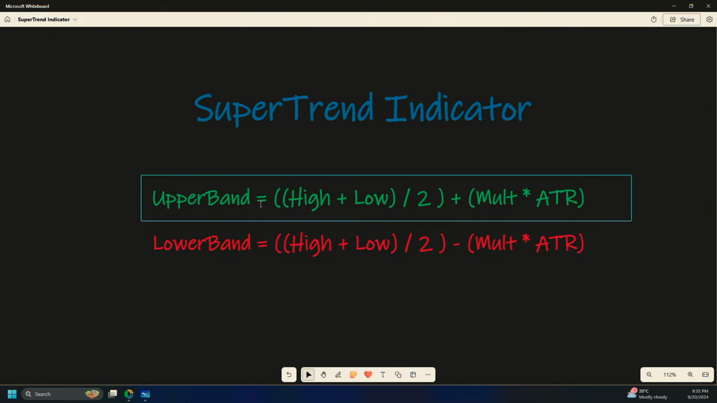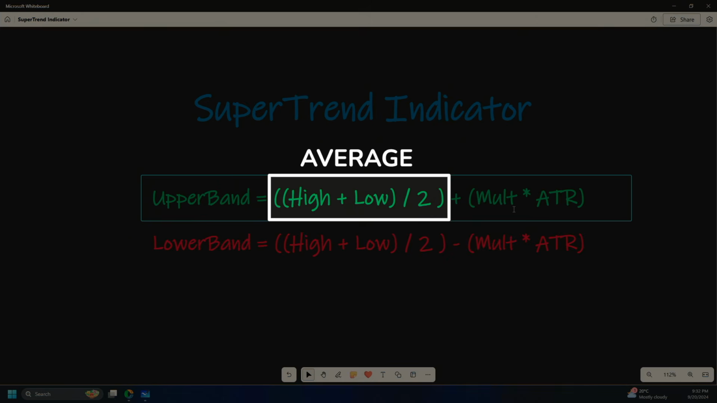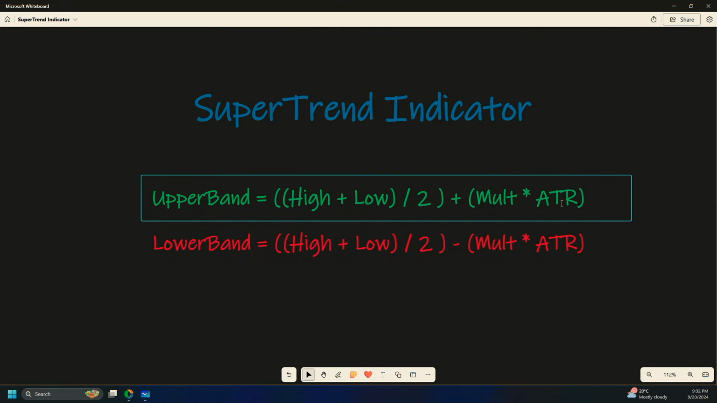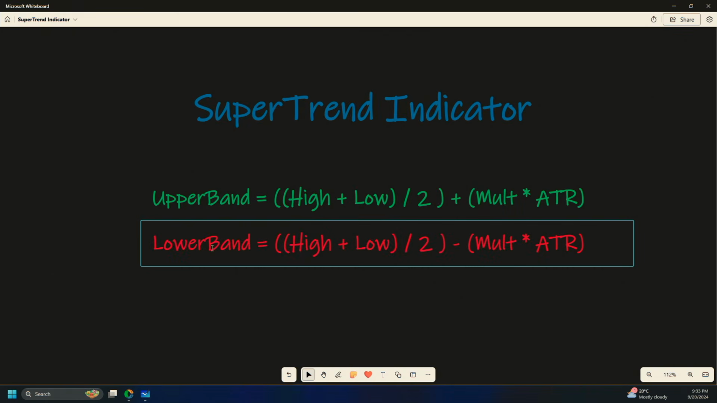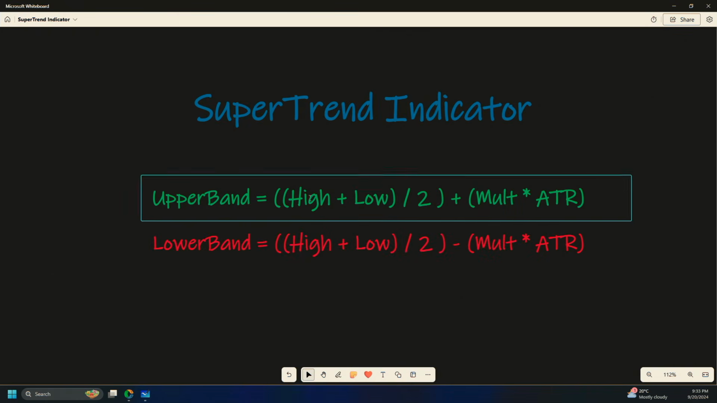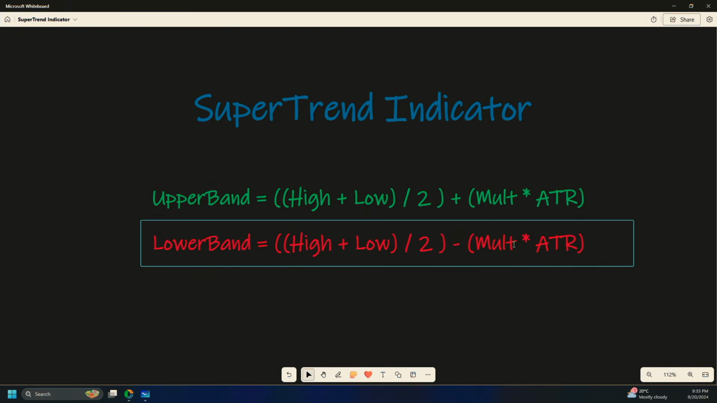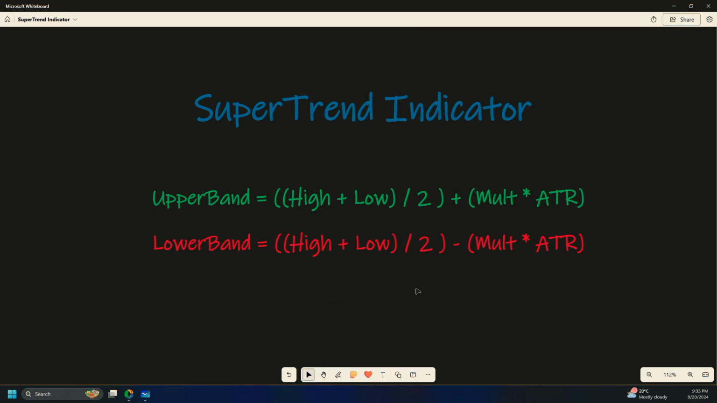The indicator equation is very simple, and it's very close to Keltner Channel. So for the upper band, we use this average and add a multiplier of an ATR. So in this case, we have two variables. It is the ATR lookback and the multiplier. And then same thing for the lower band. So it's the same average, but this time we deduct the multiplier times the ATR. So it's the same equation as Keltner Channel, but Keltner Channel uses the exponential moving average instead of the high plus low divided by 2.